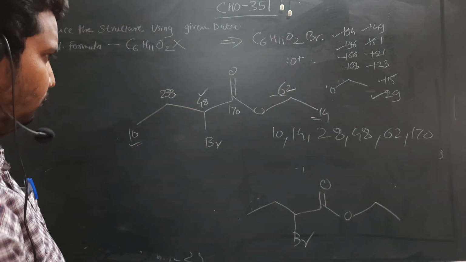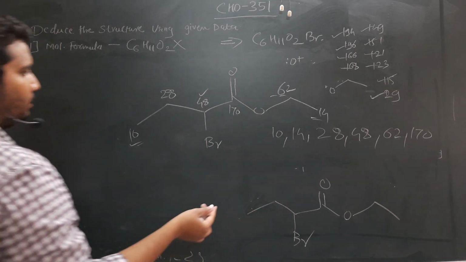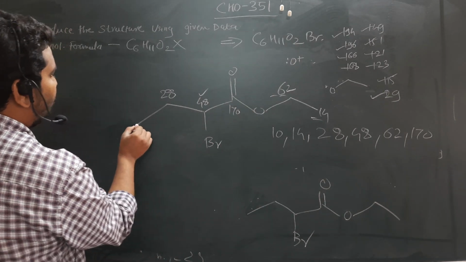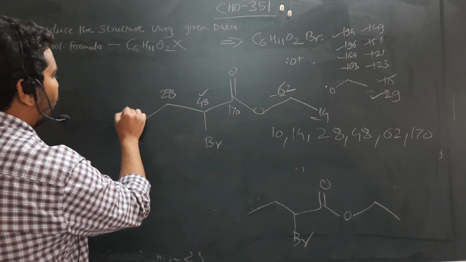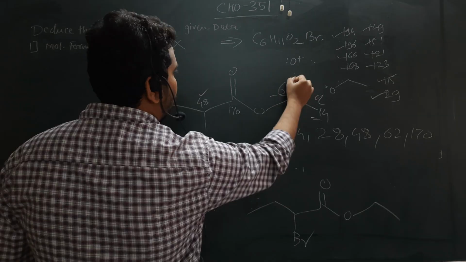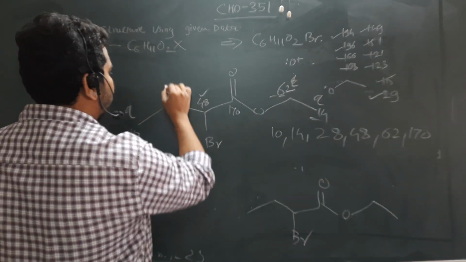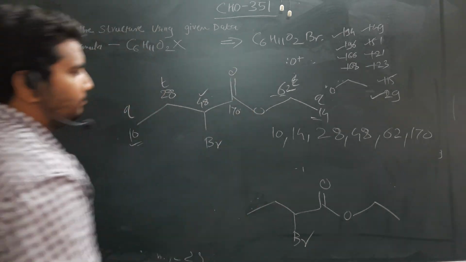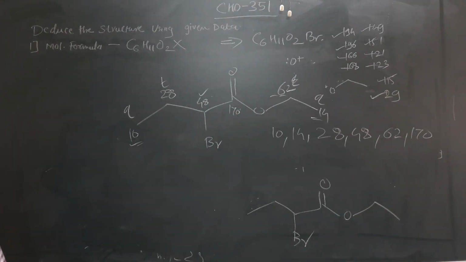In off resonance decoupled, the two CH3 will give two quartets in off resonance C13, and here two triplets, and here one doublet and one singlet. So this is your final structure.